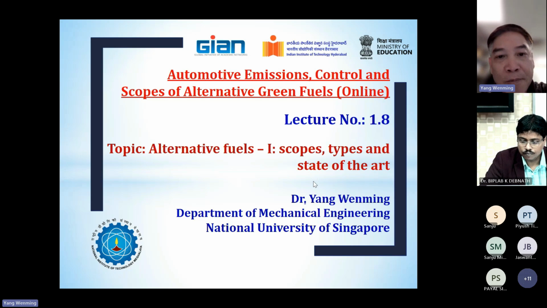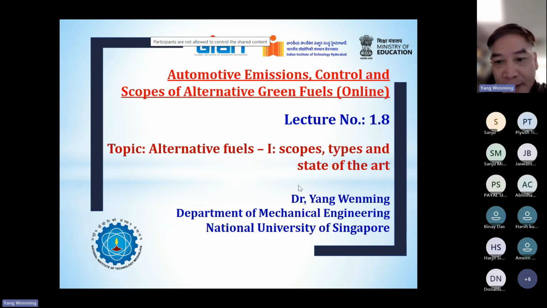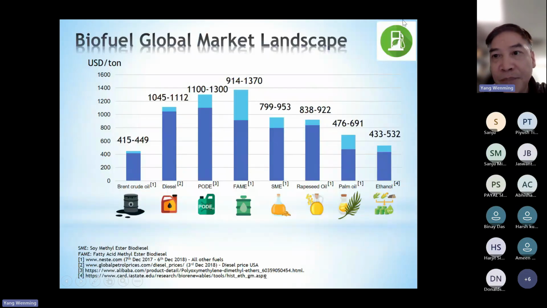Starting from this class, we're going to introduce alternative fuel. First, I want to introduce the biofuel landscape and the cost of the various biofuels. For example, the first one is Brent crude oil. The price is roughly 415 to 449 US dollars per ton.